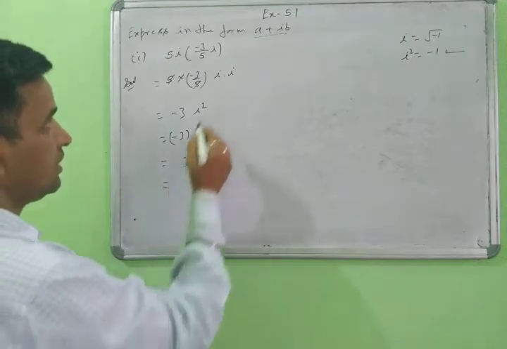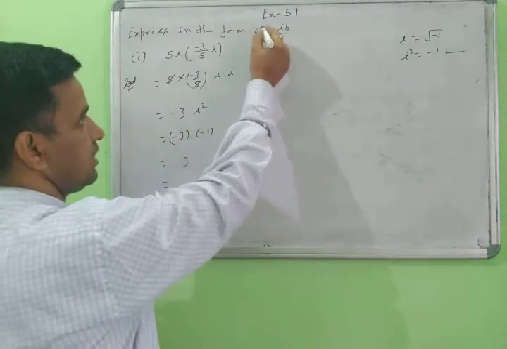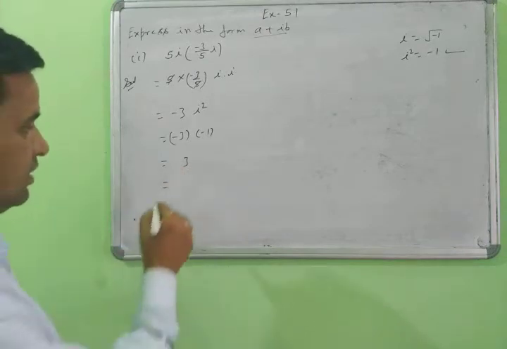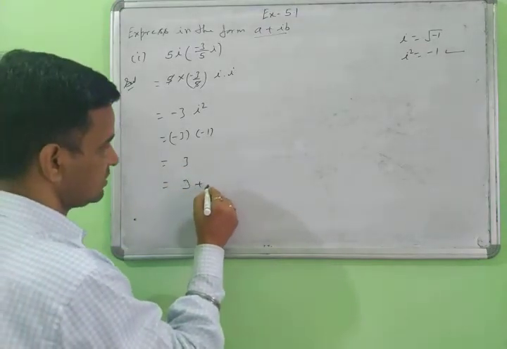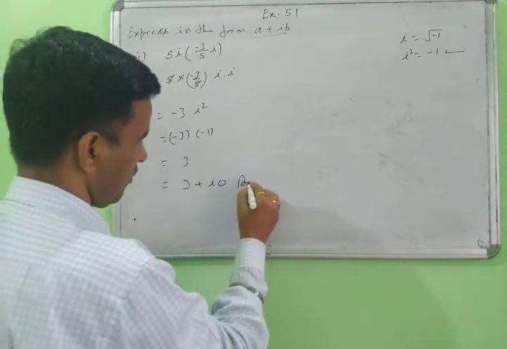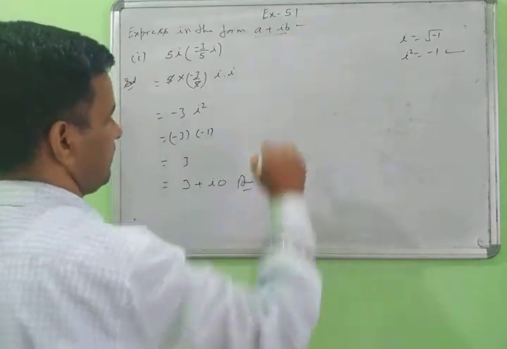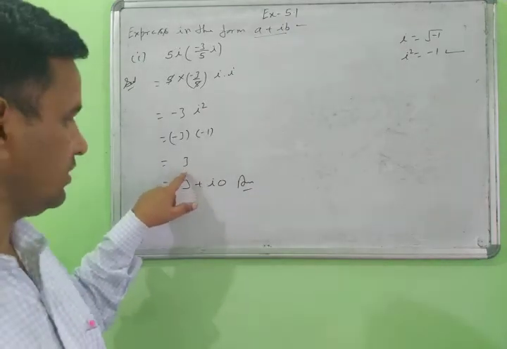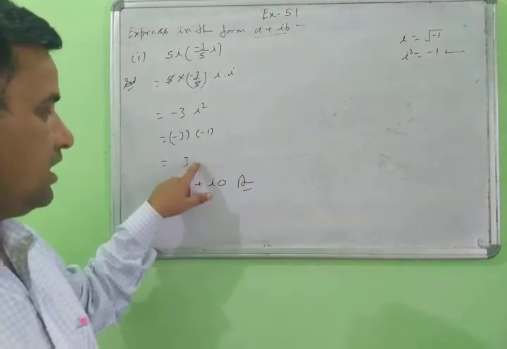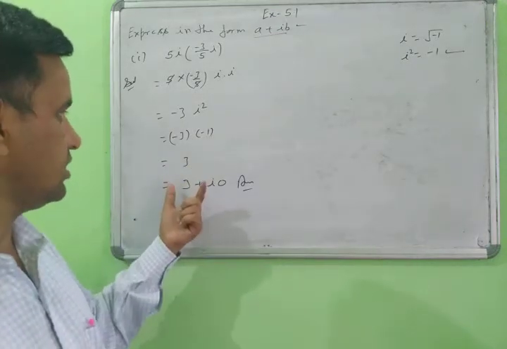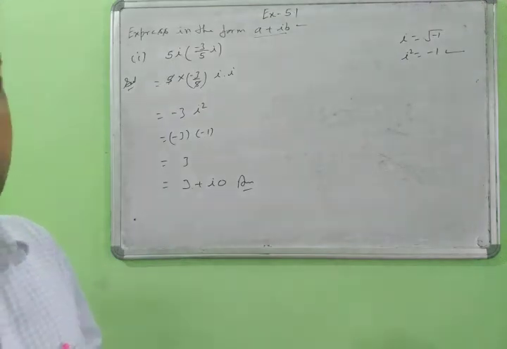Now look here. This 3 is the real part, and there is no imaginary part. So you will write 3 plus i0. This is your form from the given form: 3 plus i0, because 3 is the real part and the imaginary part is missing, so you write i0. In this form this is your answer. Just note down the next question.